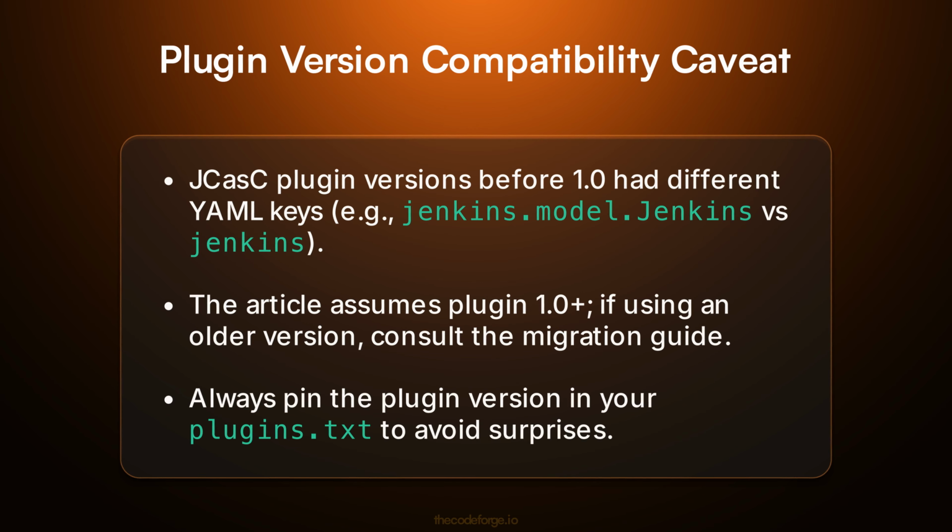JCasC plugin versions before 1.0 had different YAML keys, for example, jenkins.model.Jenkins versus jenkins. The article assumes plugin 1+. If using an older version, consult the migration guide. Always pin the plugin version in your plugins.txt to avoid surprises.